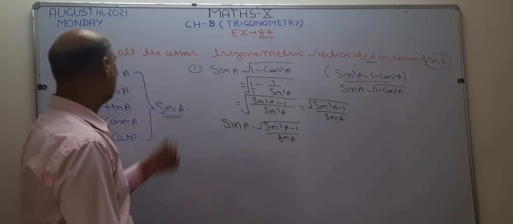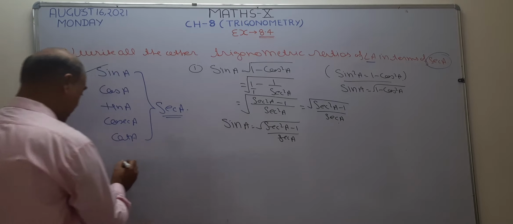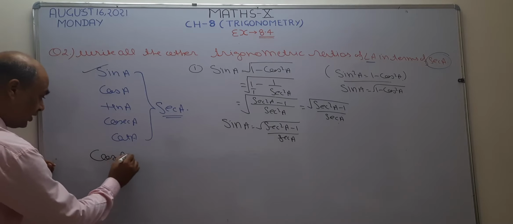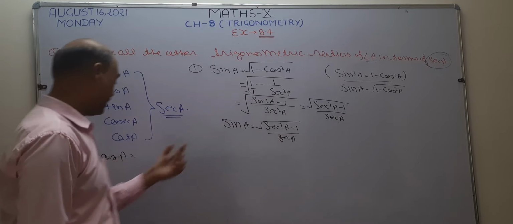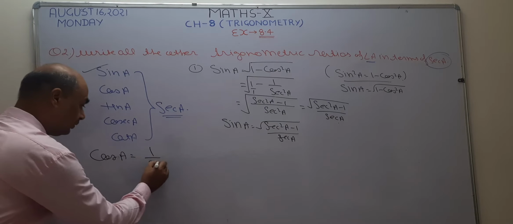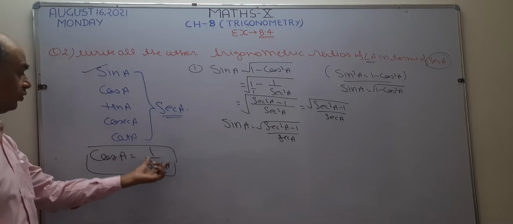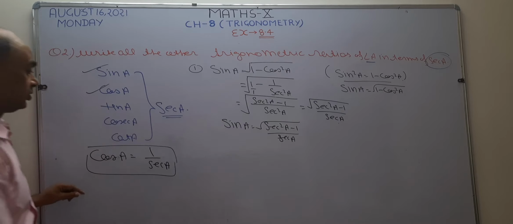Okay. Now the second one is cos A. I write here cos A. It's very simple. You know, the reciprocal of cos is 1 by secant. So write here 1 by secant A. So this one is very simple. Cos A equal to 1 by secant A. Done.